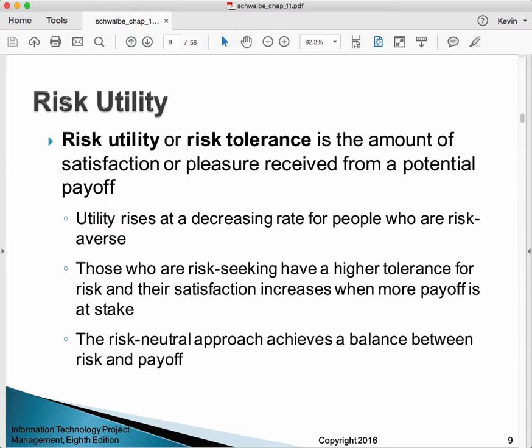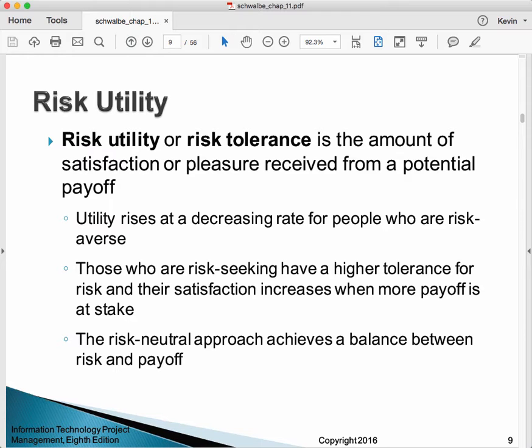So what do we mean? What's this whole taste you have for risk? Well, theorists in this area talk about there being a risk utility or a risk tolerance. And these are the amount of satisfaction or pleasure received from a potential payoff. Utility rises at a decreasing rate for people who are risk averse. Those who are risk seeking have higher tolerance for risk, and their satisfaction increases when more payoff is at stake. The risk neutral approach achieves a balance between risk and payoff.